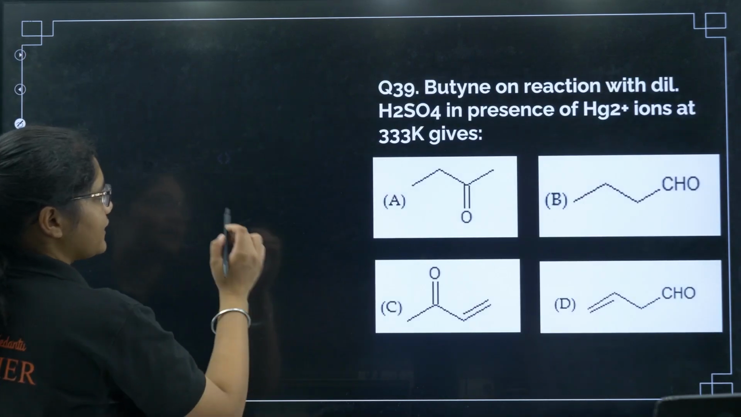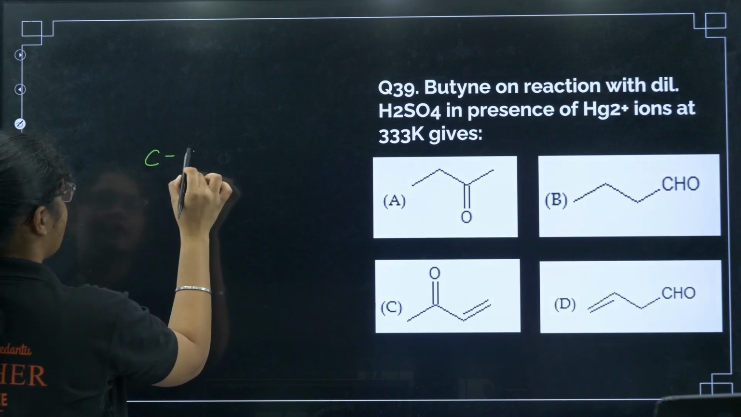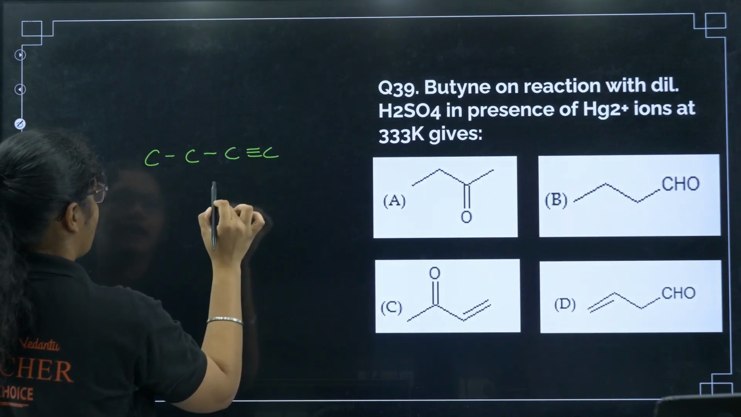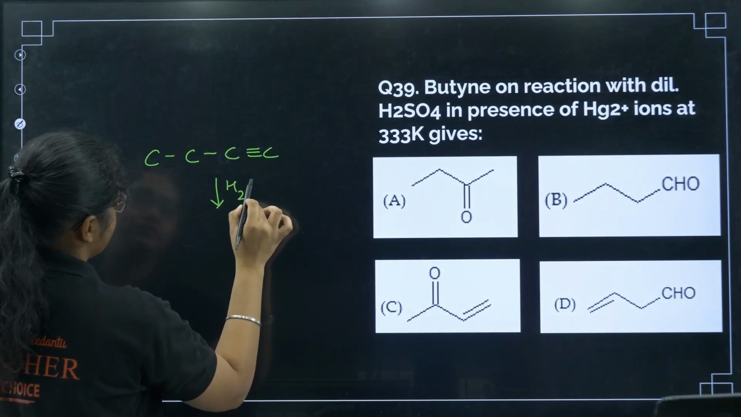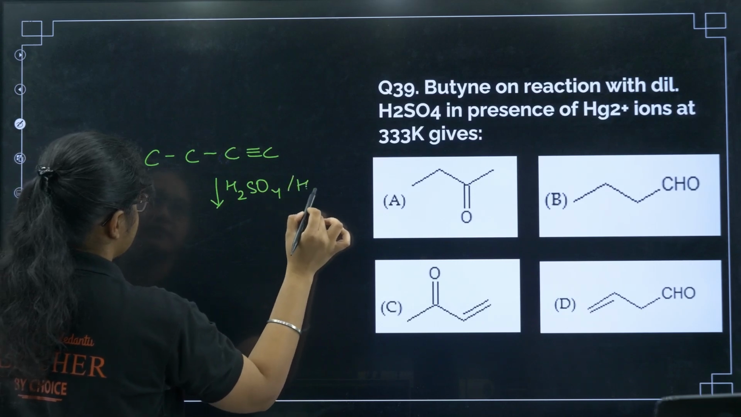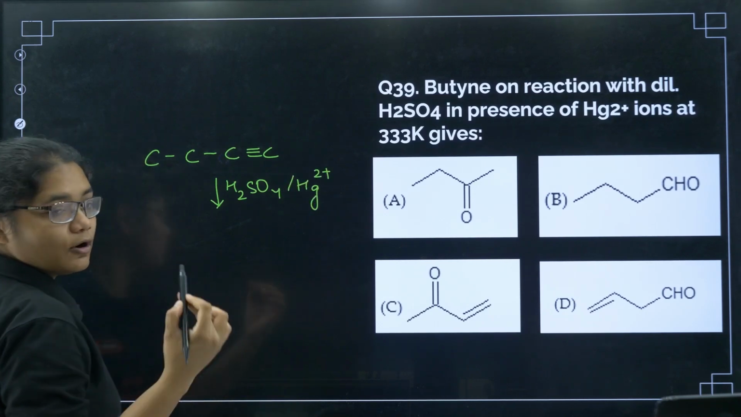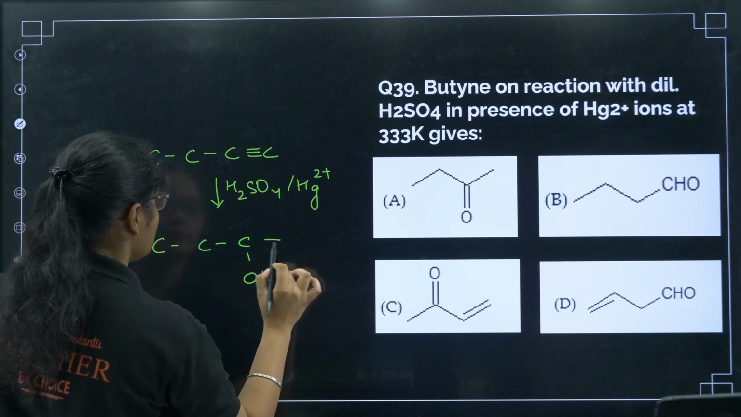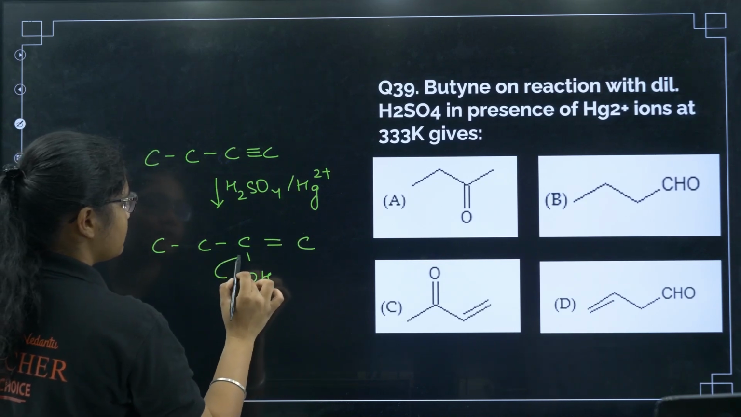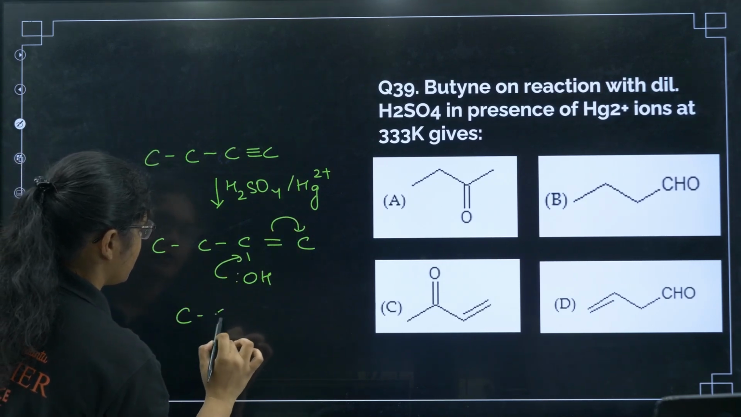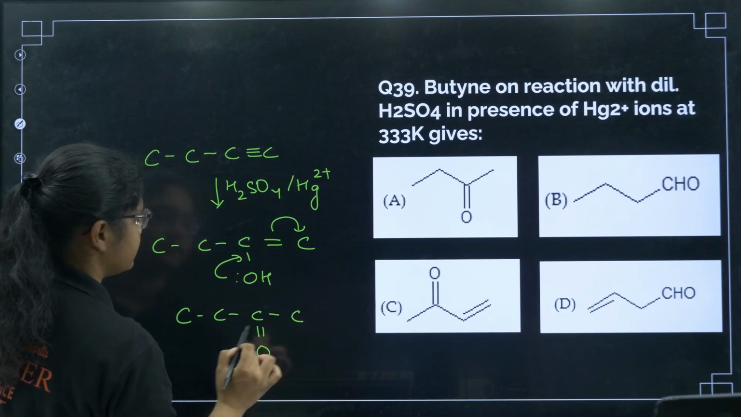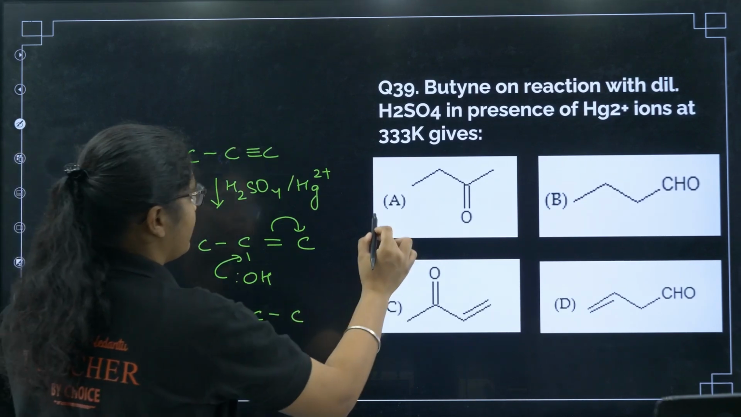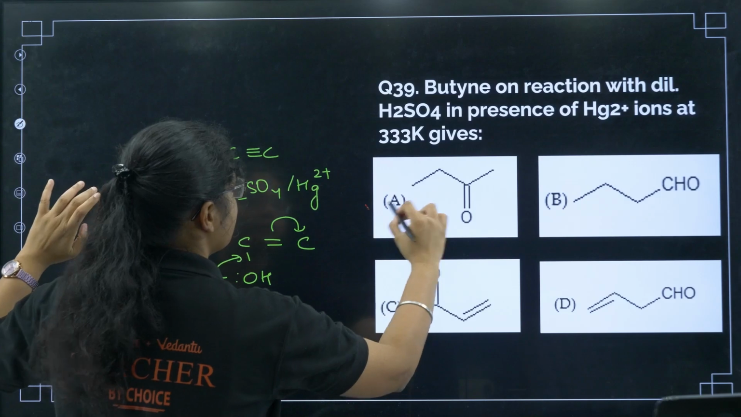Next, butyne on reaction with dilute H2SO4. So if I have butyne, and you are reacting it with H2SO4 in the presence of Hg2+, what will happen? Water is added following Markovnikov's rule. Now here, this bond will come here, this one will come here. So I will get a compound like this, that is your butan-2-one, which is option number A.